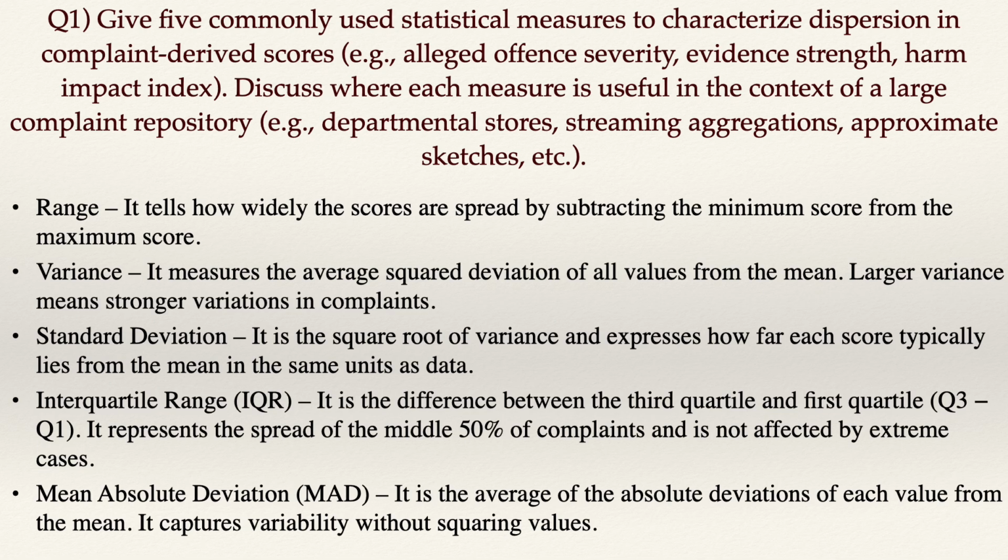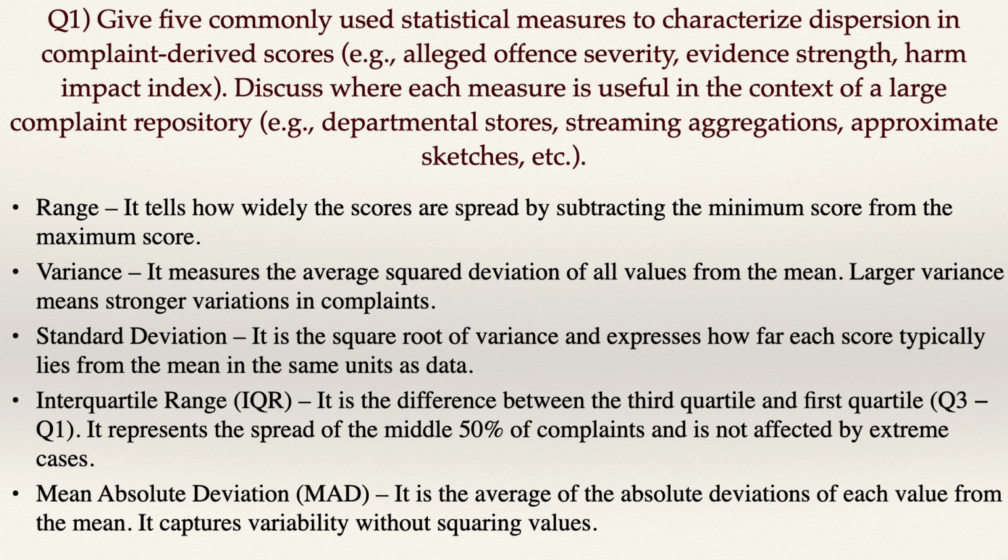Let's begin. The first question is, give 5 commonly used statistical measures to characterize dispersion in complaint-derived scores. Discuss where each measure is useful in the context of a large complaint repository. So 5 commonly used measures are range.